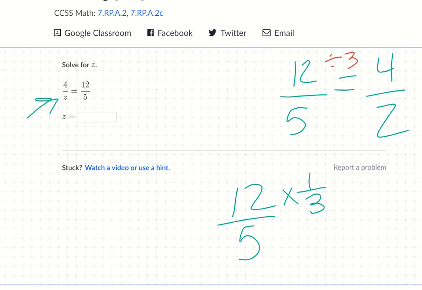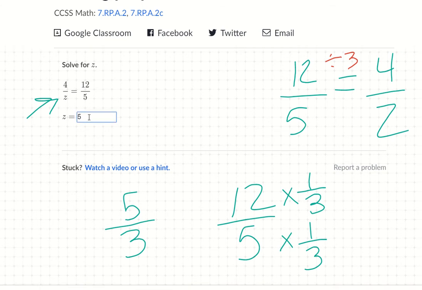And since I multiply 12 by 1/3, I'm going to do the same thing to the second term, and I'm going to multiply 5 by 1/3, which incidentally will get us the same as 5 divided by 3. And 5 divided by 3 we could also write like this, and that is our answer. 5 divided by 3. There we go.